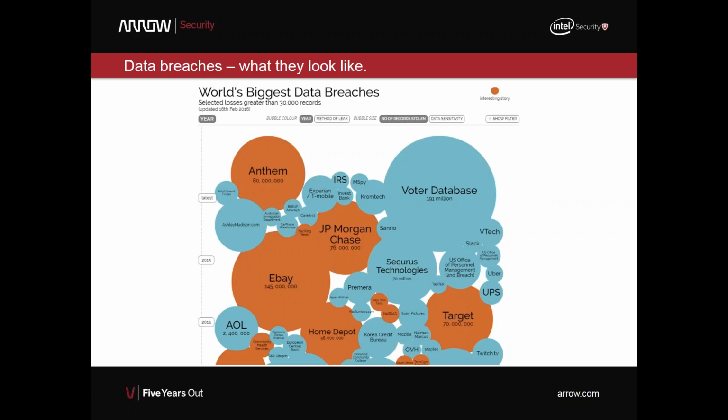So there's a few companies which I'm sure you'll recognize there. eBay, Experian, T-Mobile, VTech. There's a big long list of companies, and that actually gives you further information on what's happened and can give you an idea of the consequences of a data breach.